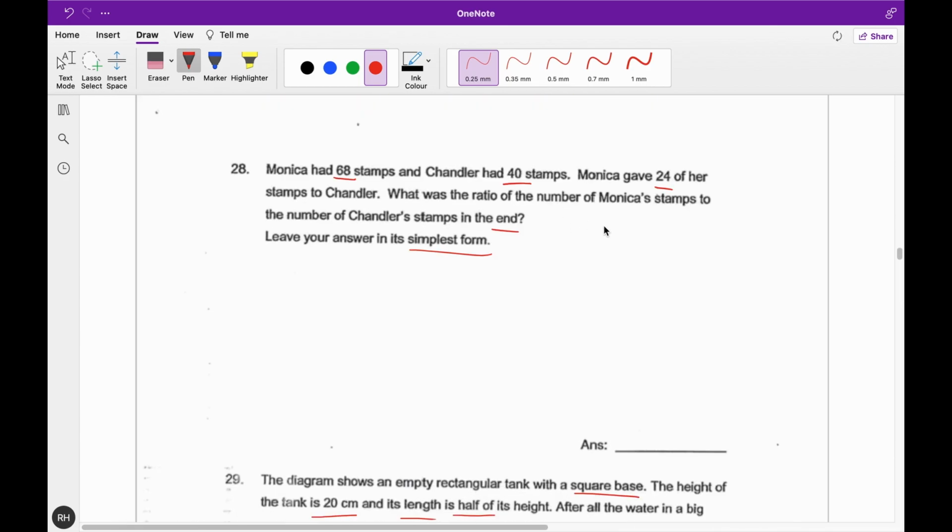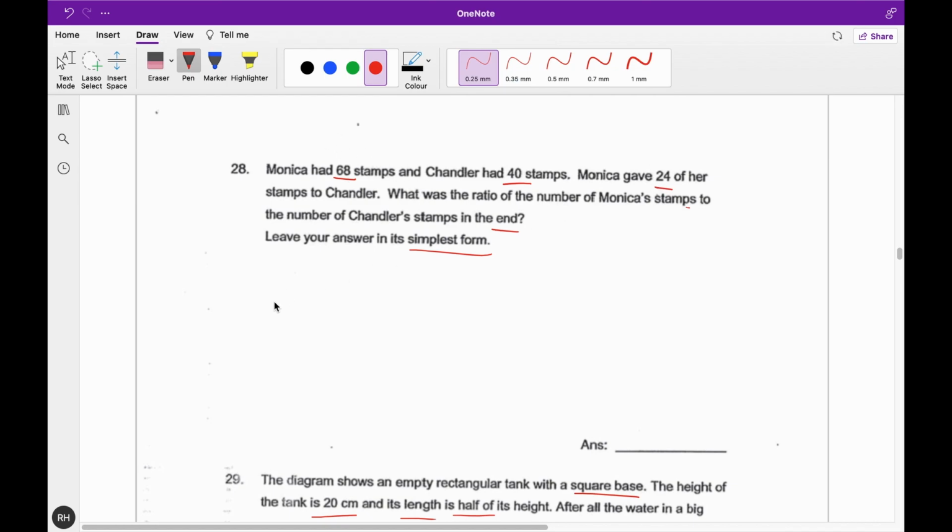Question 28. Monica had 68 stamps and Chandler had 40 stamps. Monica gave 24 of her stamps to Chandler. What was the ratio of the number of Monica's stamps to the number of Chandler's stamps in the end? Give your answer in the simplest form. Okay, so this is what they start with.